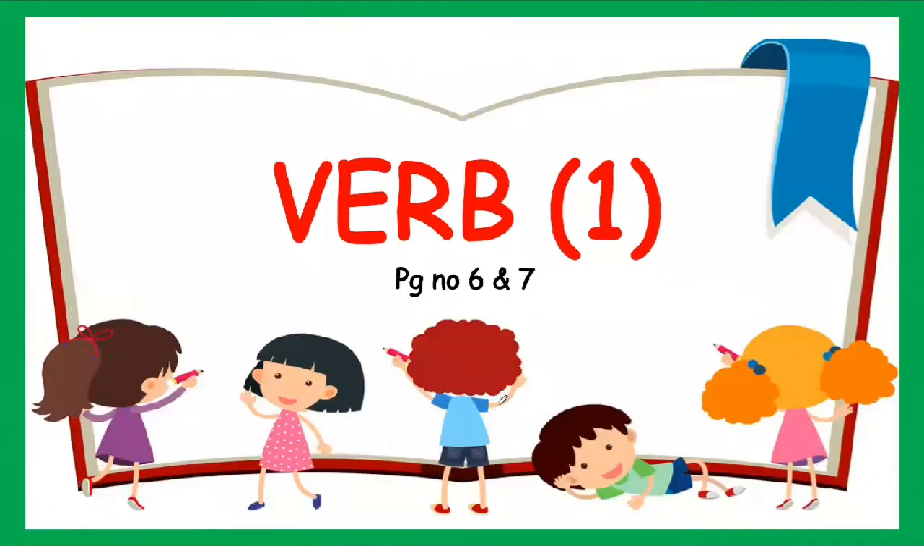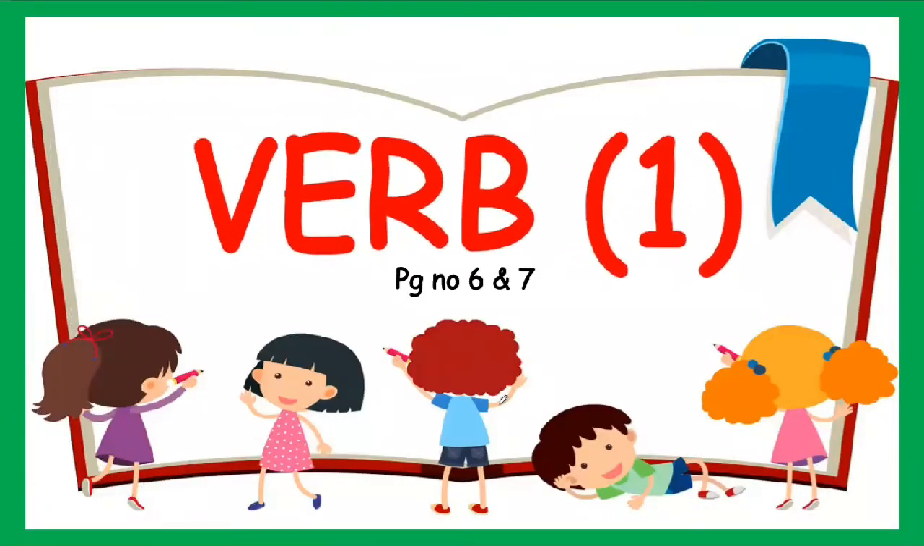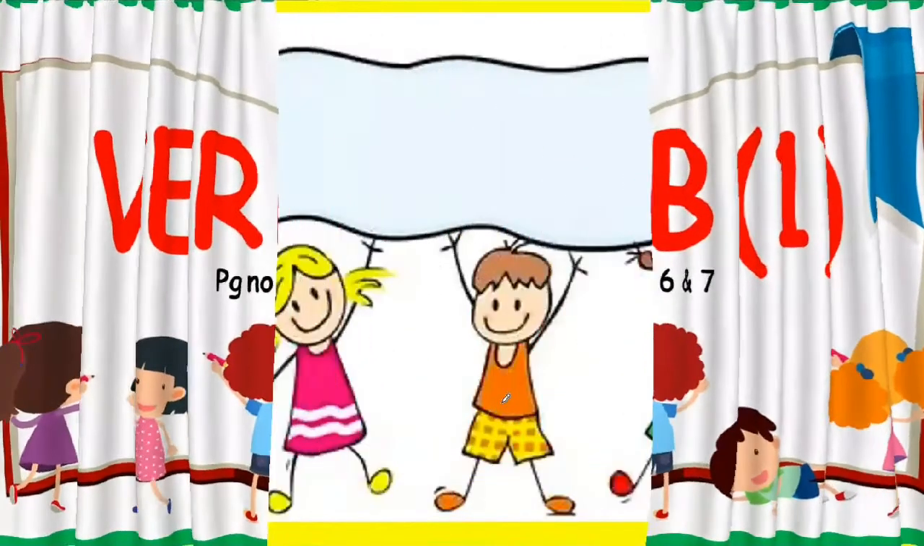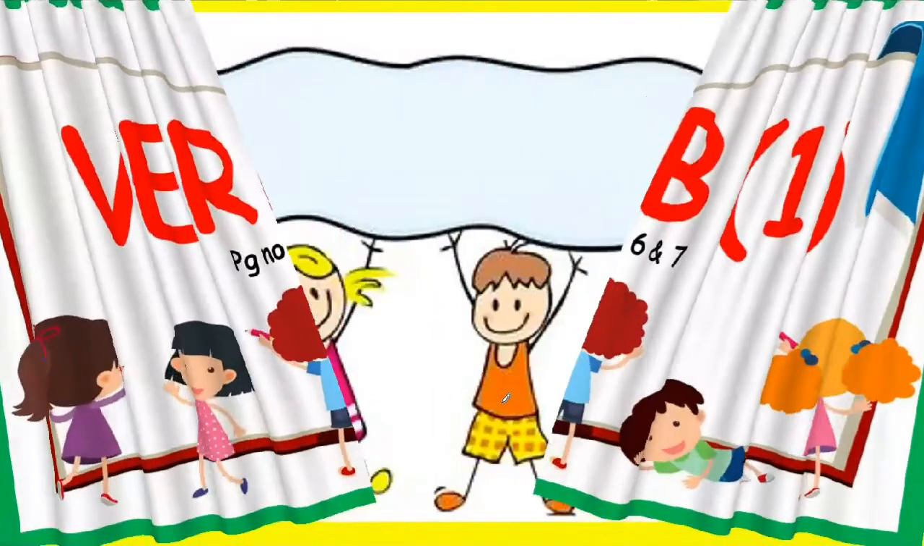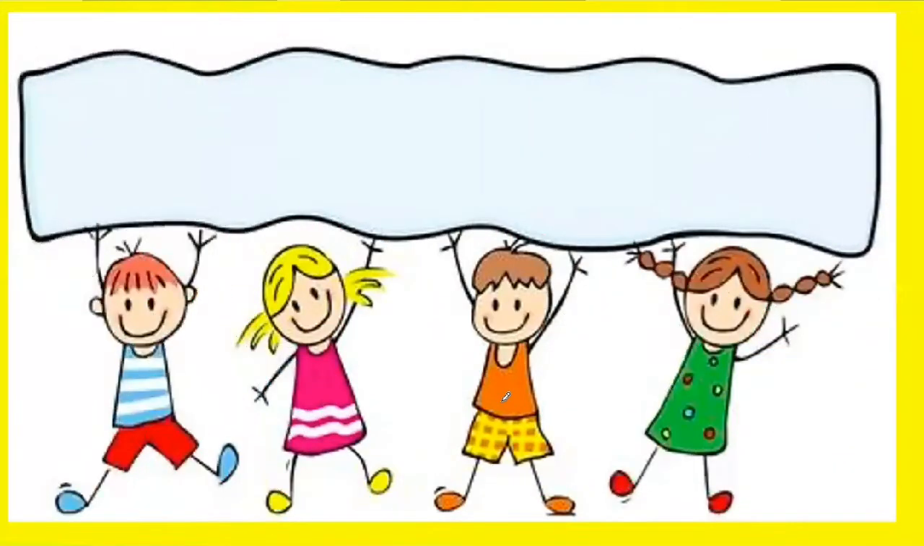That is verb. Okay, so we are going to read verb 1, that is on page number 6 and 7 of your book. So open your book. Now, what is verb? Do you know? A verb is a word that describes an action, okay? The verb tells us what someone or something is doing, okay?